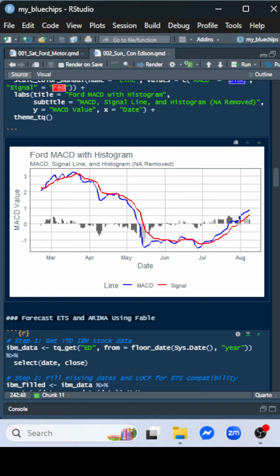Okay, so that's the end of this first session here. I'll be back in a couple of minutes to do our forecast, the second part, which is a forecast.